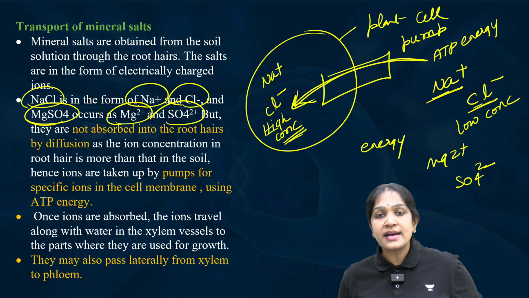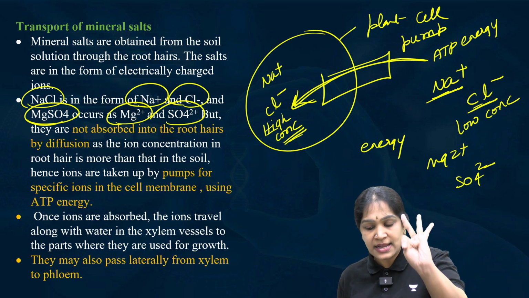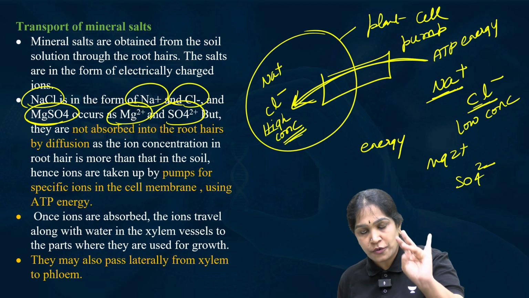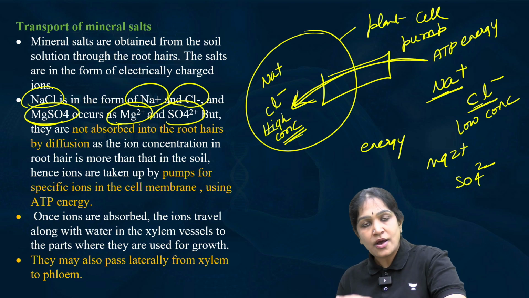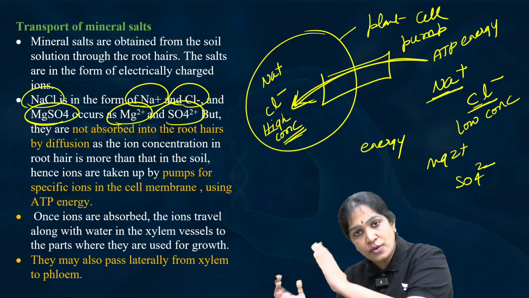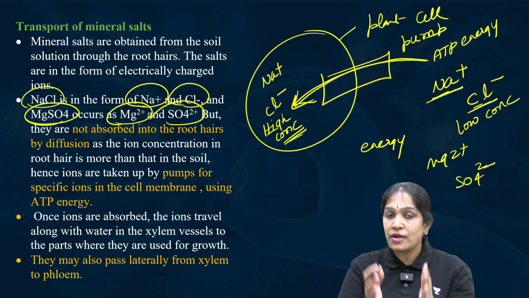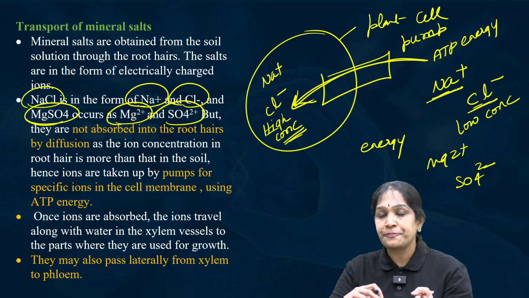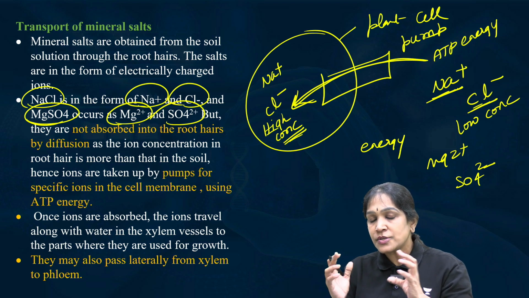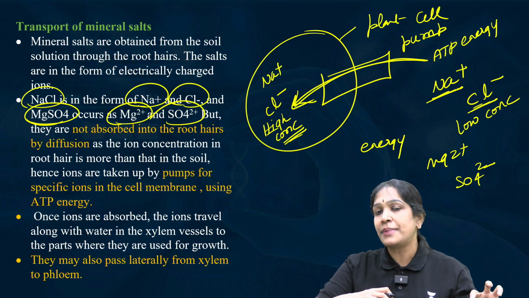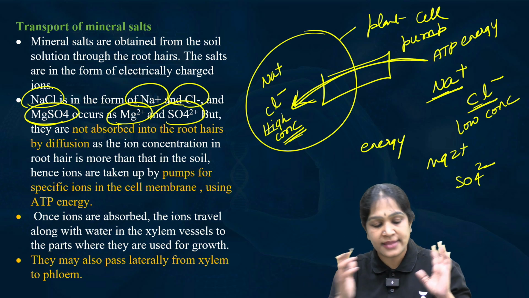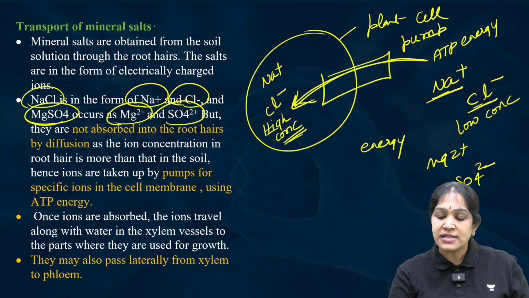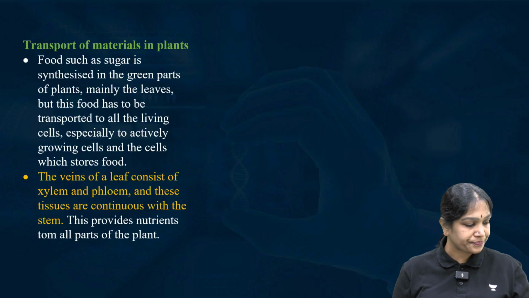Okay, all these are ions. Na+, Cl-, Mg2+, SO4 2-, these are ions. All of them are low concentration outside the plant cell, in high concentration inside the plant cell. Now they should go from low to high. For that you need energy. So these minerals are pumped into the plant cell with the help of ATP energy. This is how the minerals will get transported.